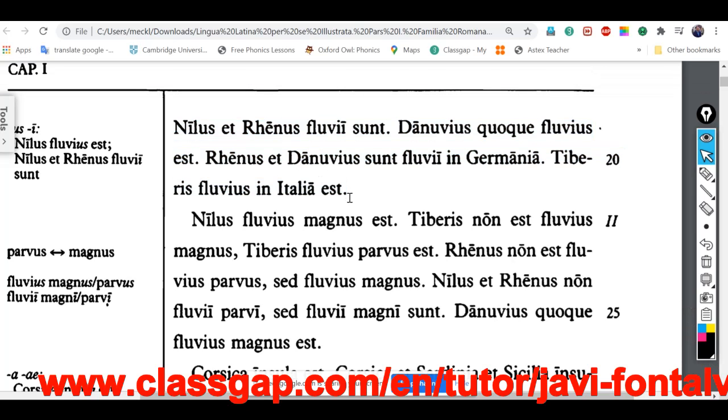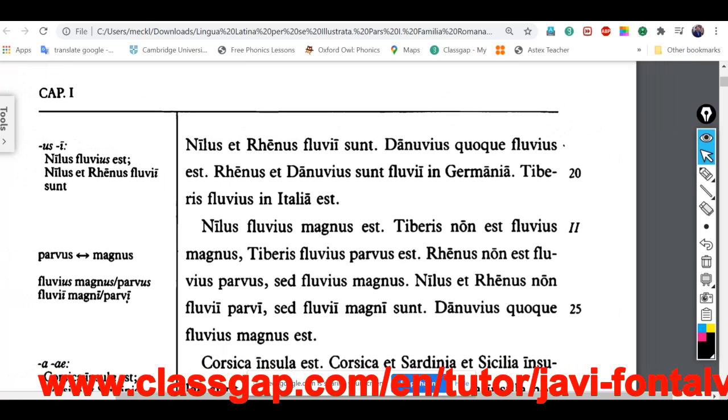Okay, let's see. It was a quick little mini lesson, you know how I do. So, Nilus et Renus fluvii sunt. Fluvii, fluvii. Okay. Danubius quoque fluvius est. Renus et Danubius sunt fluvii in Germania. So there is no Germania. There is no G in Latin. I mean, in restored classical pronunciation. Even in ecclesiastical pronunciation, you would have it, okay?